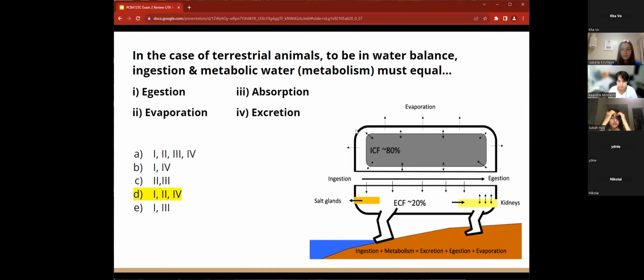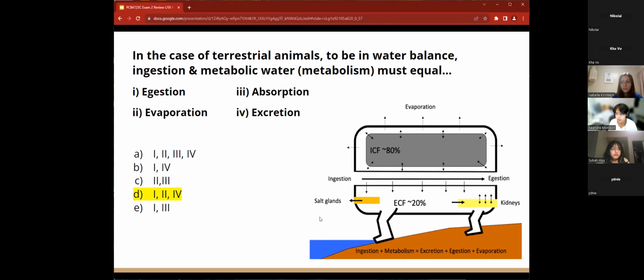For this case, you have to remember this formula on the bottom right there where it says ingestion plus metabolism equals excretion, egestion, and evaporation. Right. So the big thing about terrestrial animals is that they don't have the capability to do absorption like aquatic animals because they lack gills, right? Because they lack gills, they are not in direct contact with their aquatic environment. Therefore, they cannot exchange contents and fluids through their gills. So anything that says absorption, which is 3, you can eliminate those choices. And in this case, ingestion plus metabolic water, as I mentioned, is equal to excretion, egestion, evaporation, which is choice D.